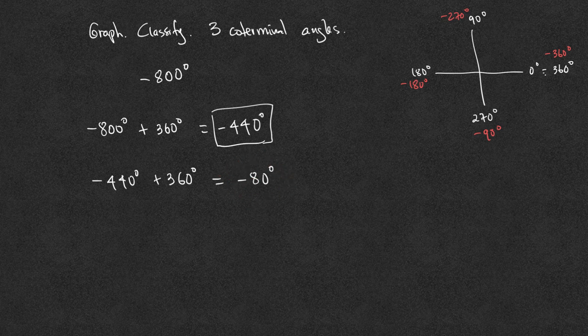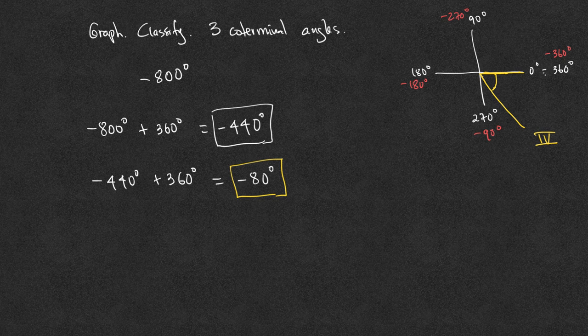We always start at the positive horizontal axis. This is a negative angle, so we would go clockwise. Negative 80 degrees is not quite negative 90 degrees yet. This is where the terminal side lies, in the fourth quadrant. In fact, we have the second coterminal angle.